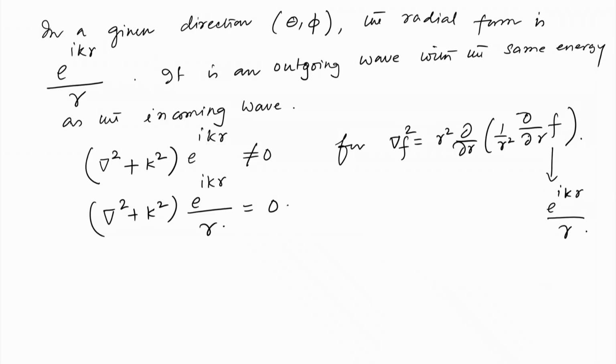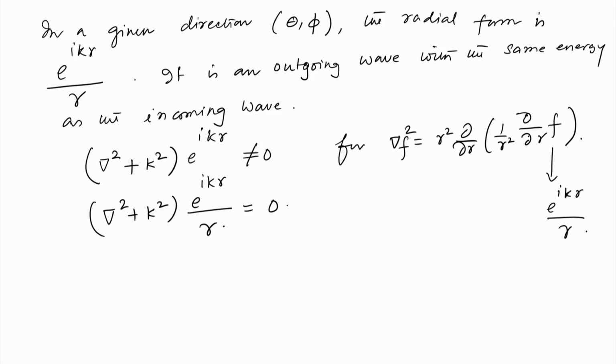Which means that the Schrodinger equation is satisfied, and this k square is of course the energy, and we are talking about the free particle. So, this is the reason for having a scattered wave packet to be of the spherical form, which is exponential i k r by r.